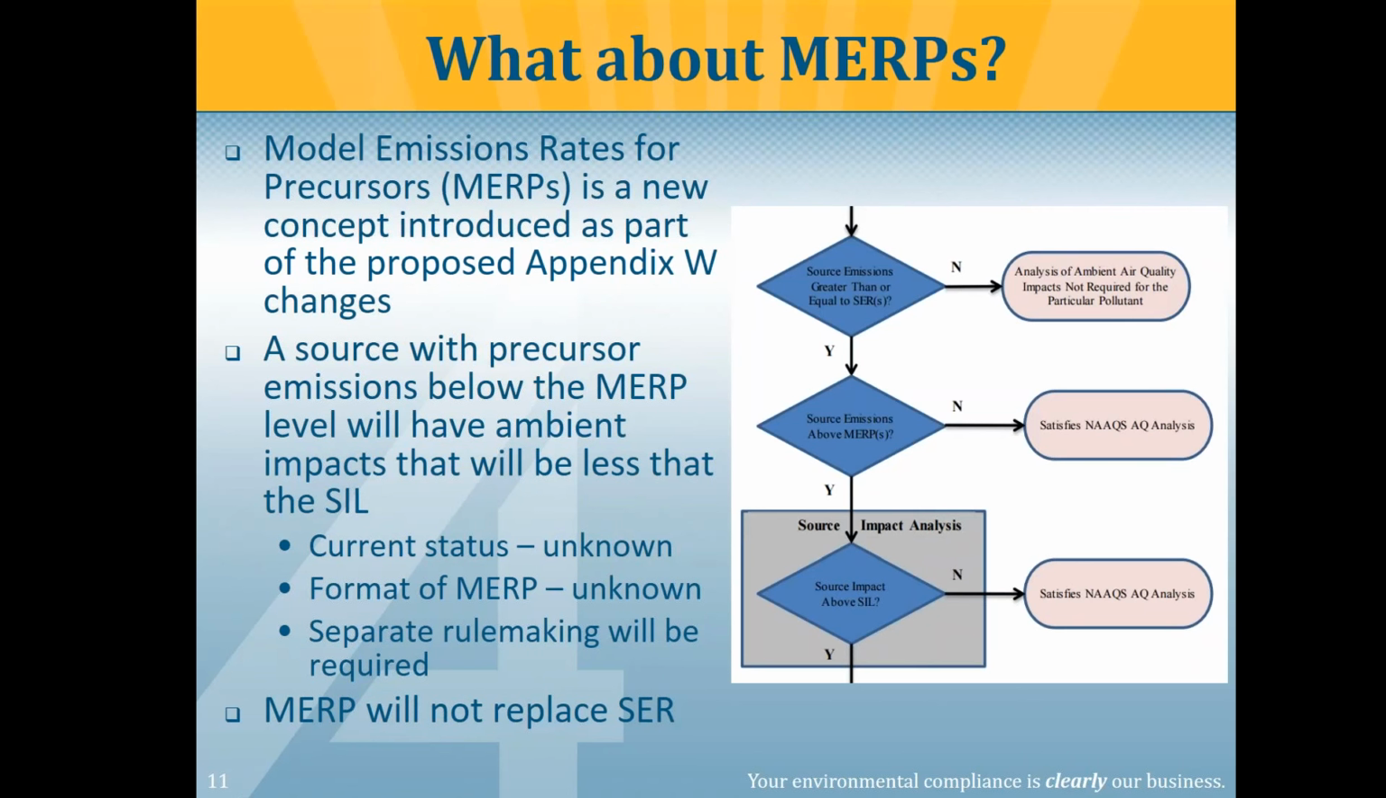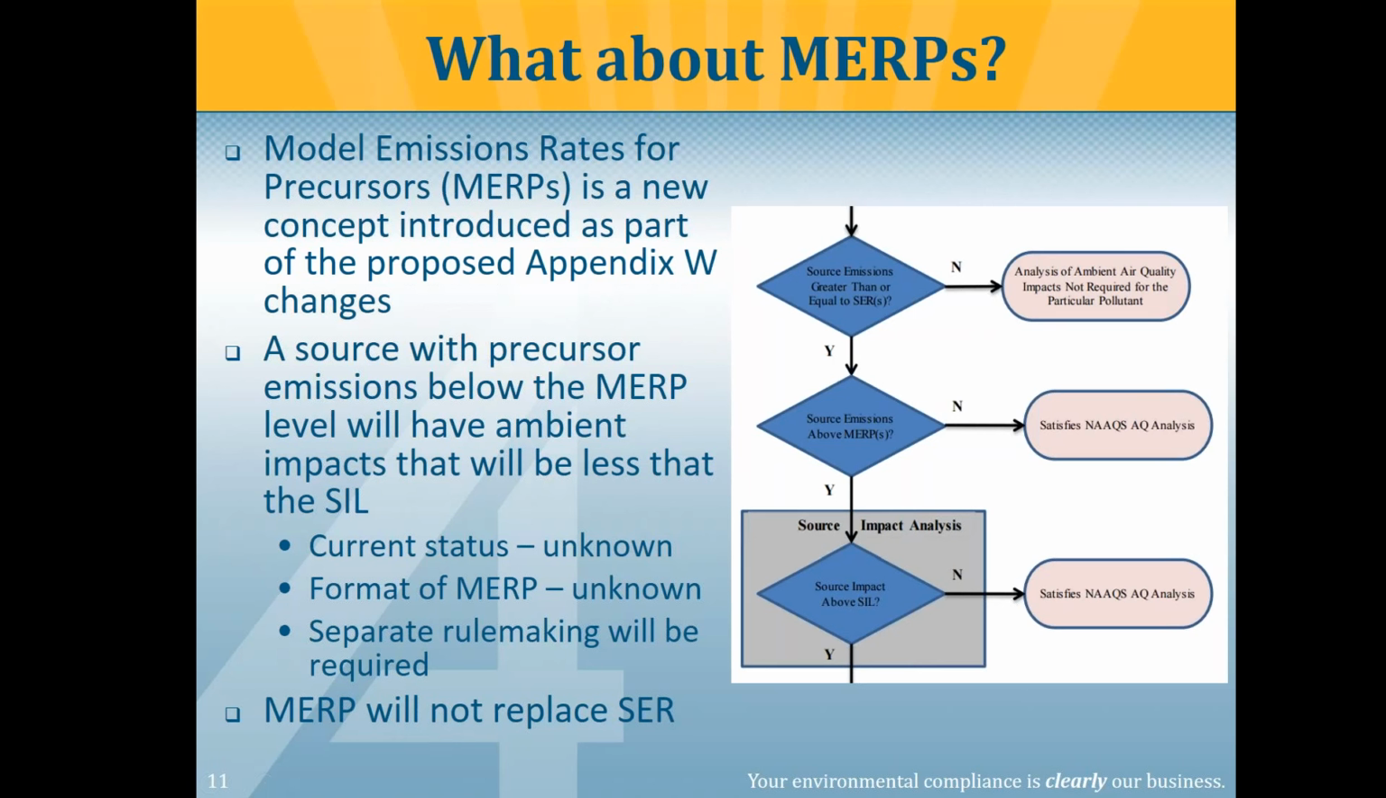Now, some of you who are familiar with the MERPs might be wondering, what about MERPs? Where do they fit in? For those who are not aware of MERPs, MERP stands for Modeled Emission Rates for Precursors. It's a new concept which was introduced by EPA as part of the Appendix W changes introduced last year. The way MERPs are anticipated to work, they are going to be another threshold, or de minimis threshold values, which will fit between your SERs and SILs.